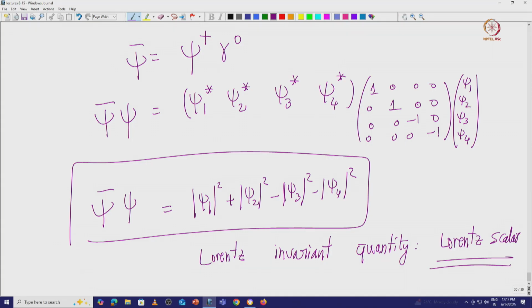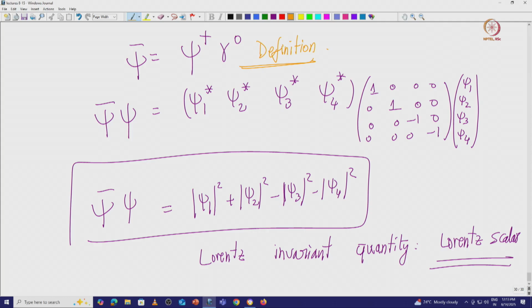Now, later on we will see how to construct Lorentz invariant quantities, which are called bilinear covariants. For the present, we use this definition with psi bar equal to psi dagger gamma 0 to derive, which is always positive definite essentially.